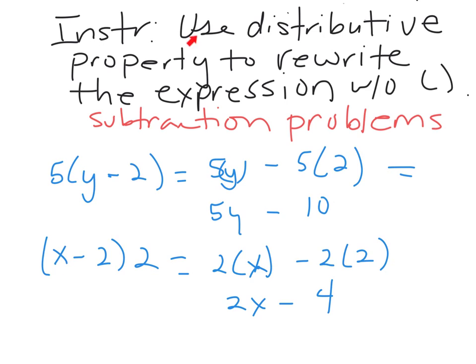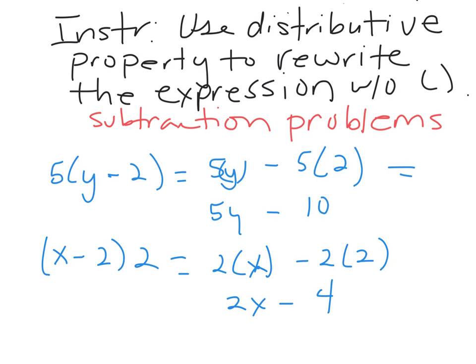The next instruction is to use distributive property to rewrite the expression without parentheses. These are subtraction problems, while the ones before this were addition problems. In this case, we had 5, and in parentheses, y minus 2. When we distribute that out, we get 5 times y in parentheses minus 5, in the 2 in parentheses. I can continue down, and I have 5y minus 10.